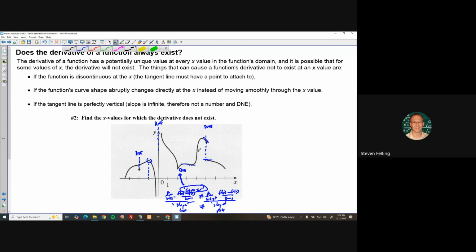There is one other location here that's undefined, and that's this one, because the slope here would be getting close to being perfectly vertical, in which case the slope of the tangent line would have to be infinity, which is not a number. So this is another place where the derivative is undefined. So the things that cause derivatives to be undefined at a particular x are if the function is discontinuous at that x, if the curve abruptly changes direction, which we would call a corner, or if the tangent line is perfectly vertical and the slope would be infinite.